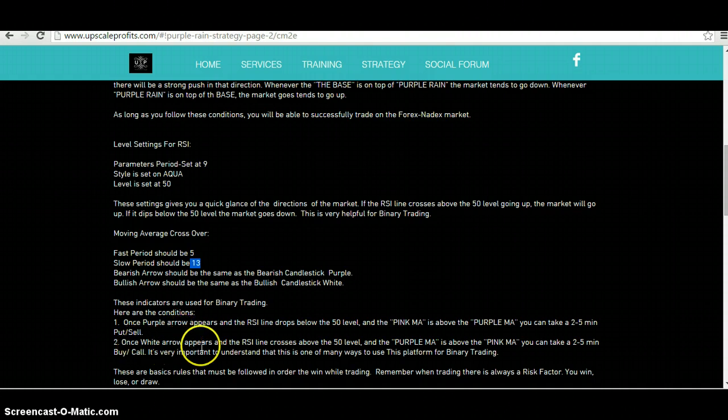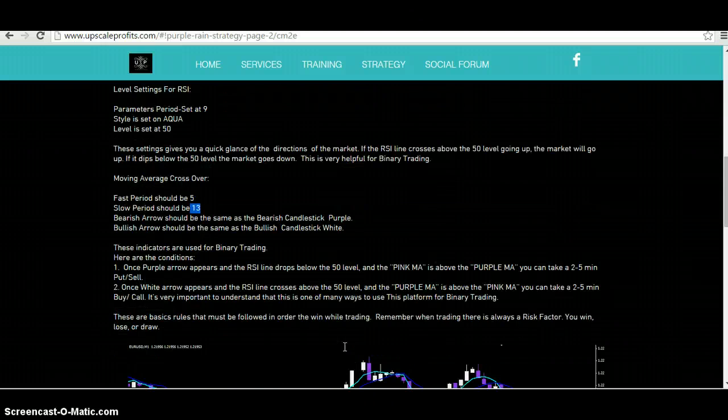Once the white arrow appears and the RSI is above the 50 level, you're going to take a 2 to 5 minute call, because the market is now heading up.